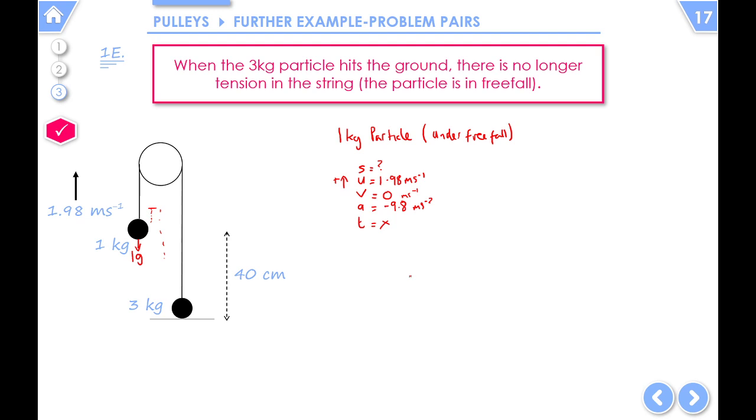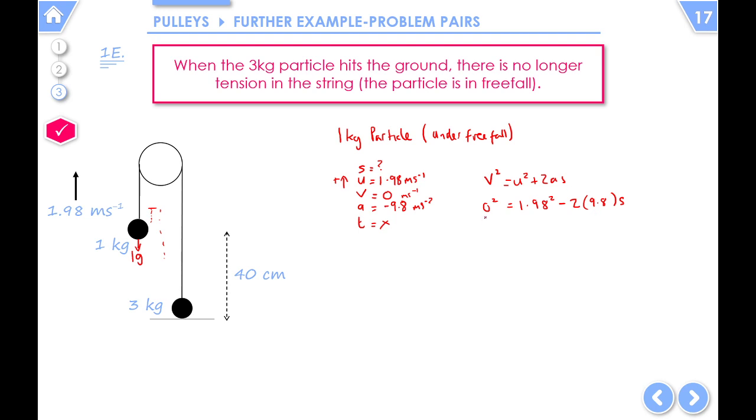And time again we're not interested in. So same variables as last time means we need v squared equals u squared plus 2as. So 0 squared equals 1.98 squared. Seeing as a this time is negative, I'll just put a minus sign in here to deal with that. 2 times 9.8 times s, which is the unknown.